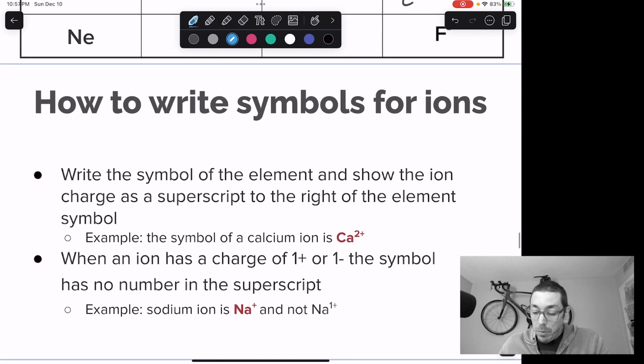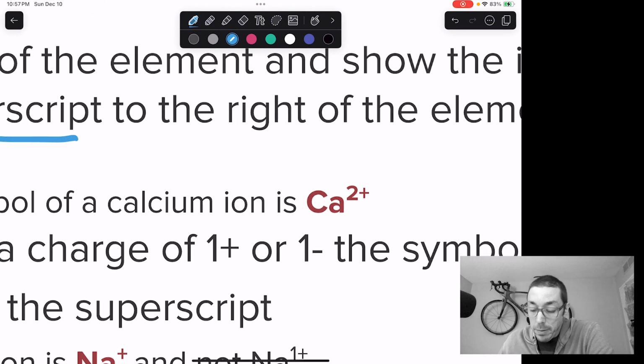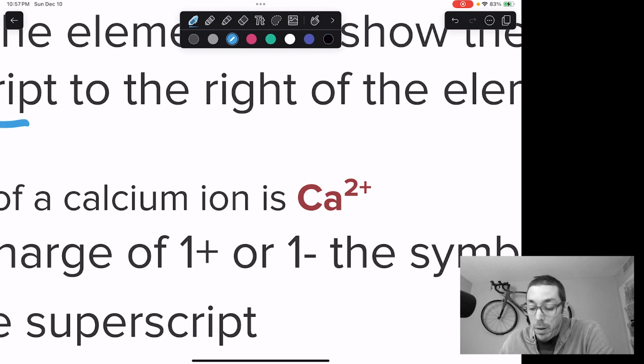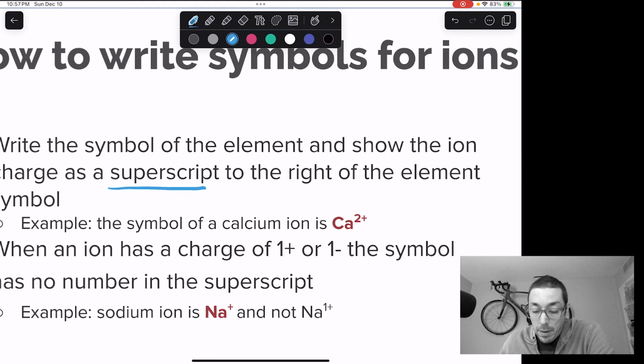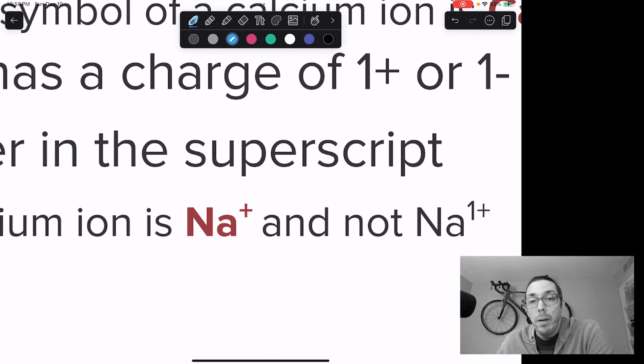All right, how to write symbols for ions. Well, we just write the symbol of the element and show the ion charge as a superscript to the top right of the element symbol. So calcium ion, Ca is the symbol, and a 2 plus in the top corner to show the charge of the ion. If an ion has simply a +1 or a -1 charge, you don't have to write the number 1. So Na plus is typically what is written, not Na1 plus.